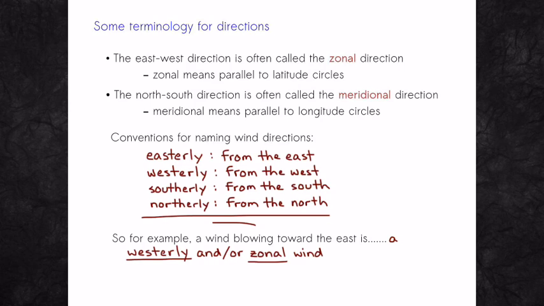Note that the term zonal doesn't really refer to west or east per se. It's just the east-west direction along the latitude circle. You could say positive zonal is towards the east, and negative zonal is towards the west, if you like. Okay, so that's how we do it, from the direction the wind is coming from.